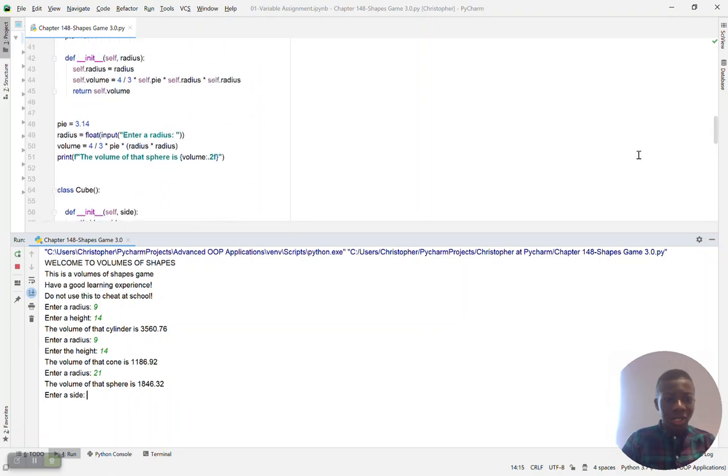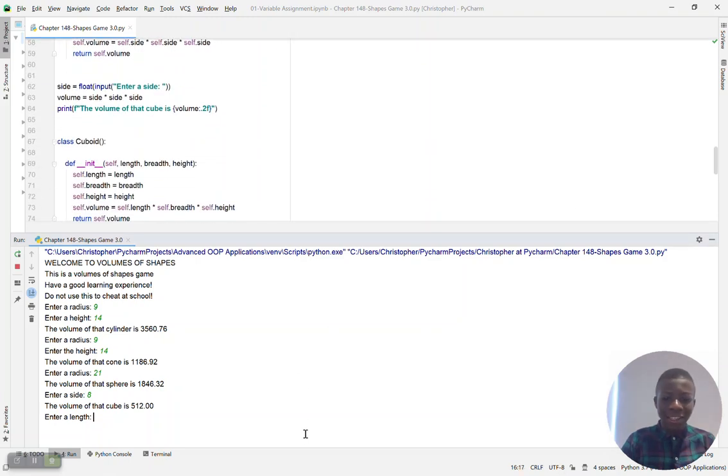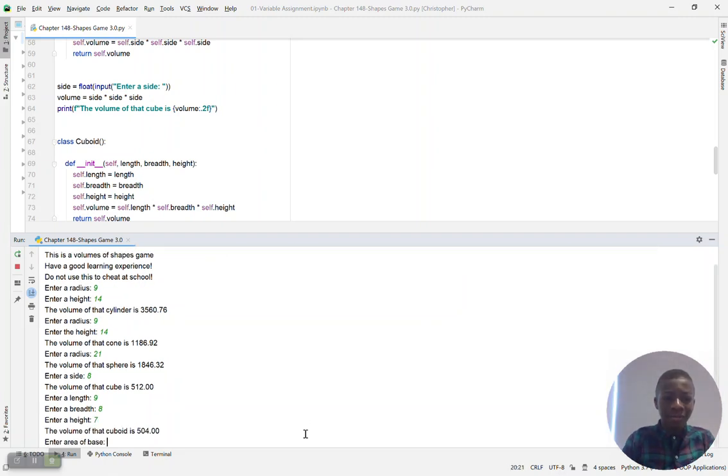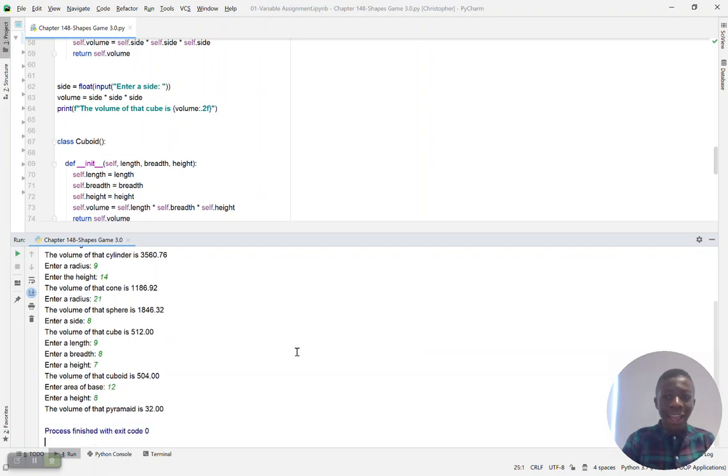So let's go to the cube first. I'm entering 8, which will give us 512. But for the cuboid, I have to enter three sides. 9, 8, 7, which gives us 504. Area of base would give us 12. I'll just say 12 for myself and 8. So 12 times 8 over 3, that's 32. Yay, we got it. We got it, guys.